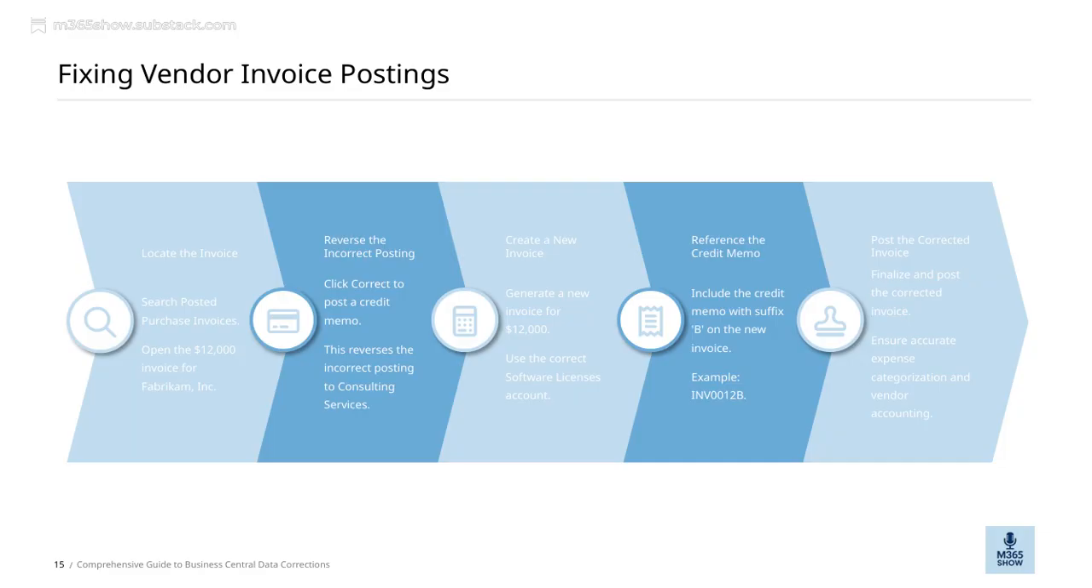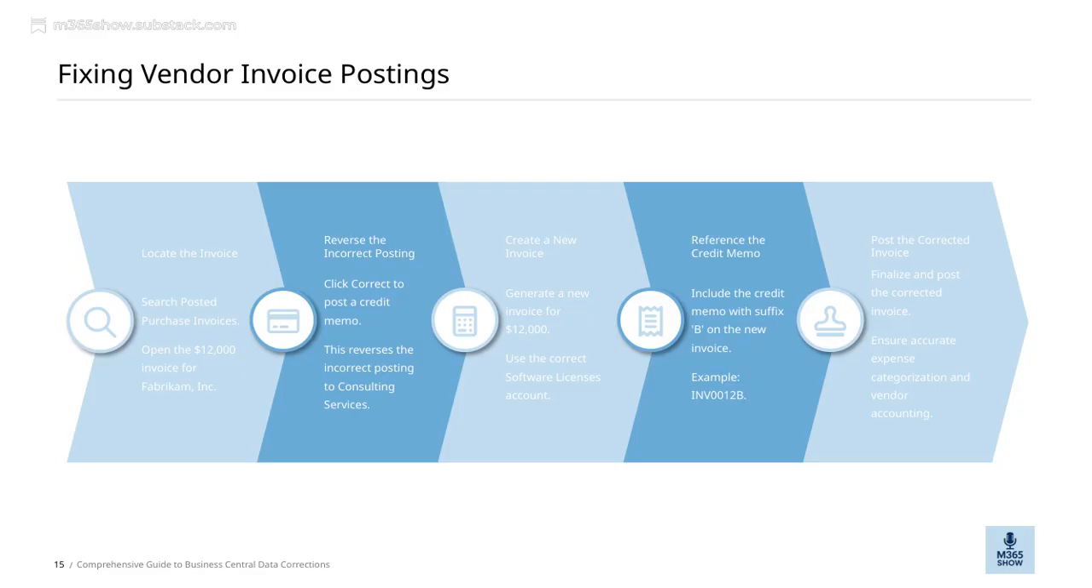When posting the corrected invoice, remember to include the credit memo with the suffix B on the new invoice. For example, if your original invoice was INV0012, the corrected one should be INV0012B. This clearly indicates that it's a correction linked to a previous transaction. Before doing that, you'll want to reference the credit memo.